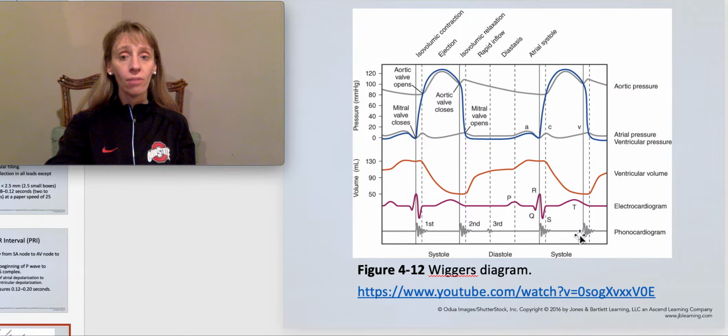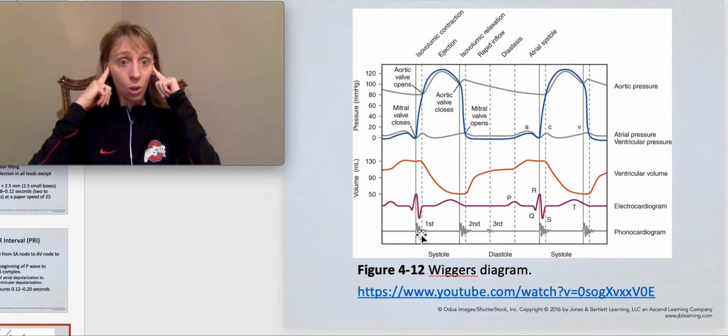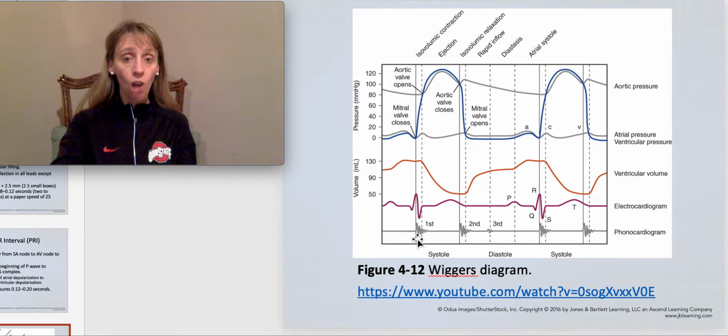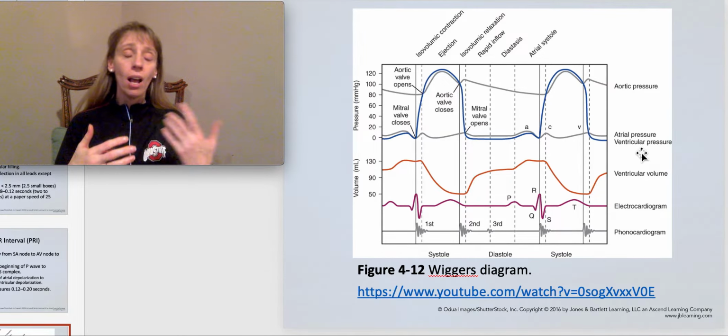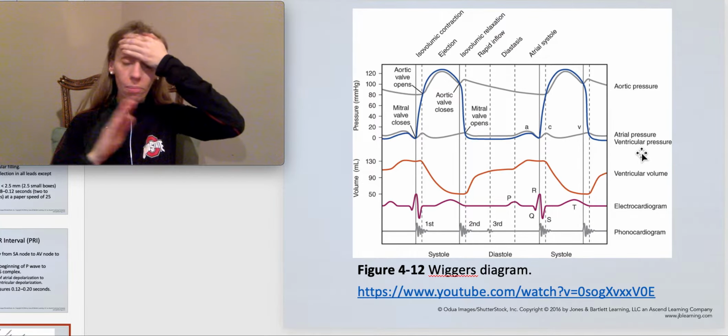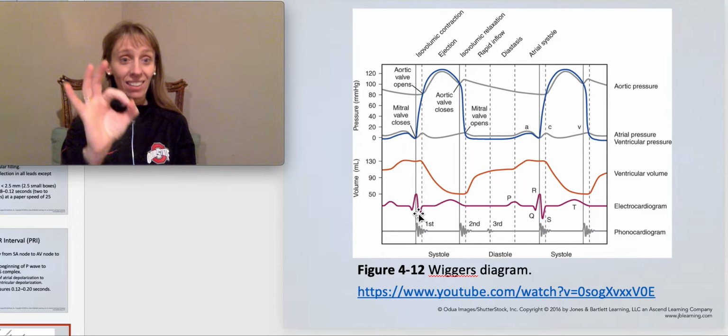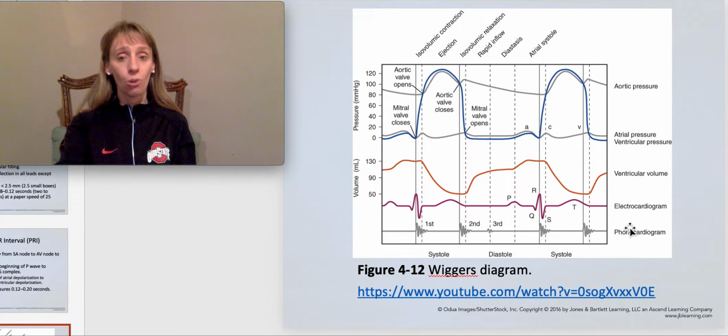The bottom here, these are the heart sounds. If we had a stethoscope in our ear, we'd be listening to lub-dub, right? These are the heart valves opening and closing to let just the right amount of blood go through, because up here we have pressure changes. We have the aortic pressure, the ventricular pressure. We don't need to know all of this. Again, I just want you to know the cardiac cycle in relation to the electrocardiogram.